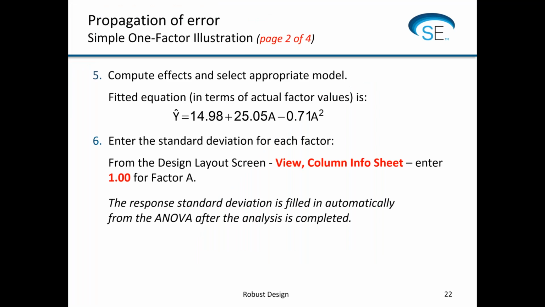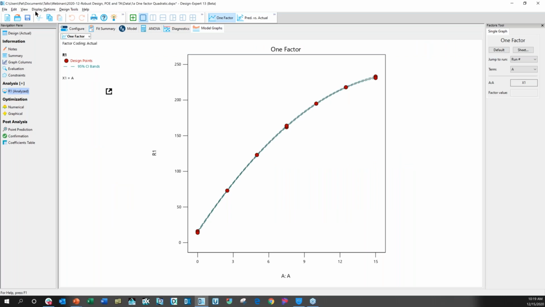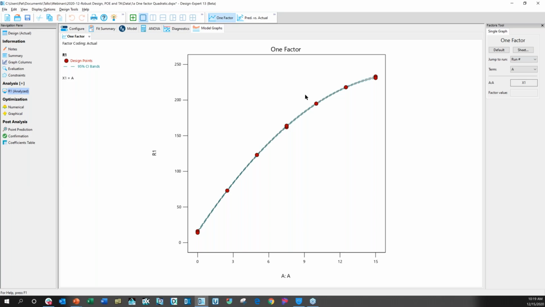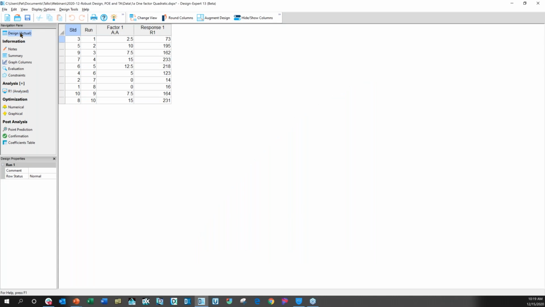Okay, so we'll go back to the slides. It says, okay, now to get propagation of error, you have to enter in the standard deviation for each factor. We're going to use a standard deviation of 1 for factor A. So on this graph, if I go up to view, and I want to view propagation of error, it's grayed out. There is no propagation of error. What do I have to do to get propagation of error? I don't have to do any more experiments. I don't have to do any more analysis. All I have to do is tell it what the variation in A is.